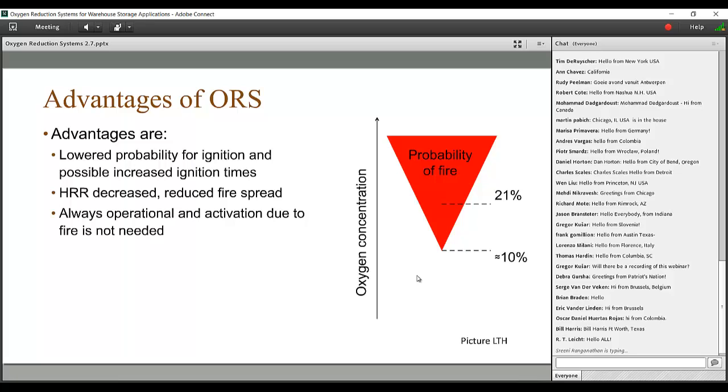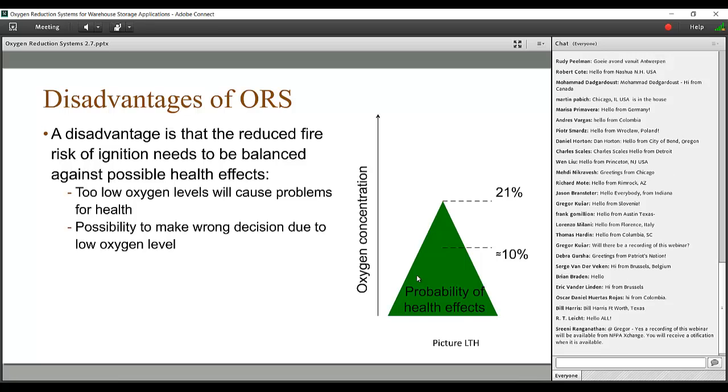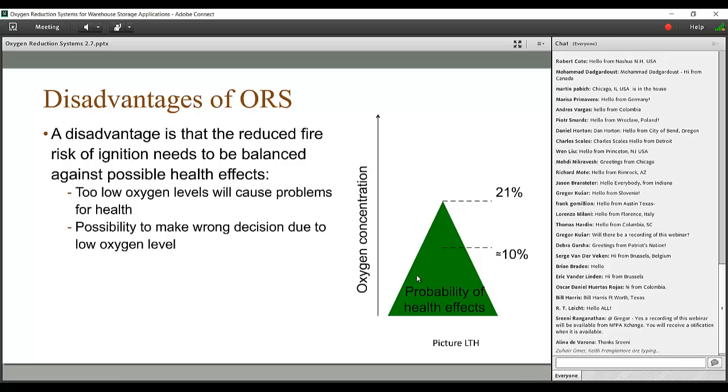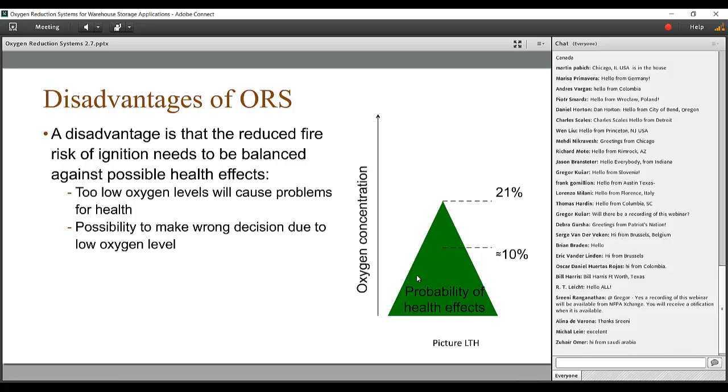What is a bit of a disadvantage, if we can call it a disadvantage, of course, is that the reduced fire risk of ignition needs to be balanced with possible health effects, and that's given by the green triangle. Of course, the health effects are very big if there would be no oxygen, as you could understand, because that would lead to immediate death. Normal atmosphere is 21%, and then you go gradually lower and lower, and we will come back to that also a bit later in the presentation.